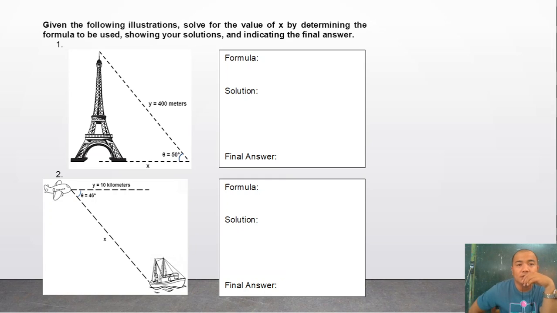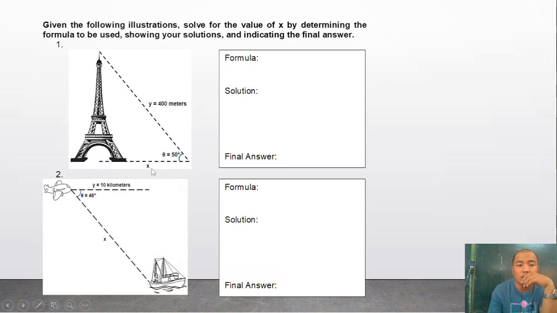Now, given the following illustration, solve for the value of x by determining the formula to be used, showing your solution and indicating your final answer. Number 1, we have here the Eiffel Tower. We have here the hypotenuse, 400 meters. The angle of elevation from the top of the tower is 50 degrees. Find the distance between this particular point to the base of the Eiffel Tower, so x.